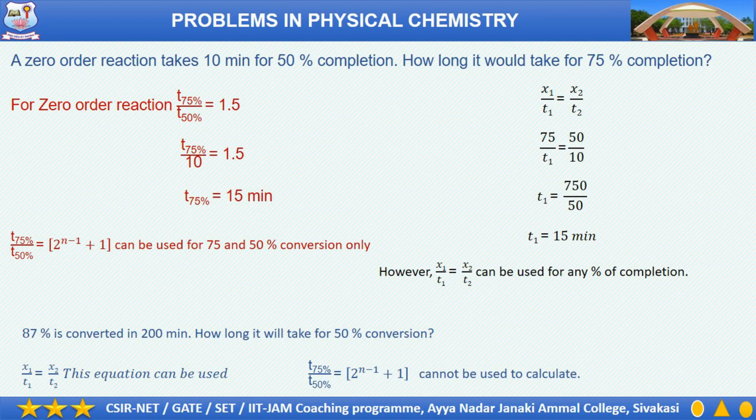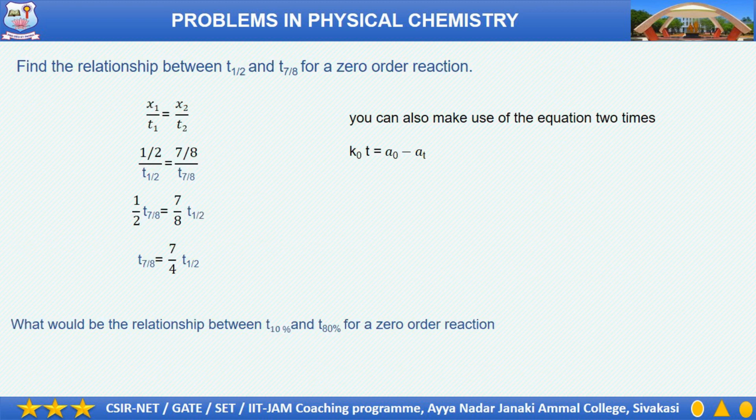Okay, now, next type of problem, take down the problem. Find the relationship between T half and T 7 by 8 for a zero order reaction.